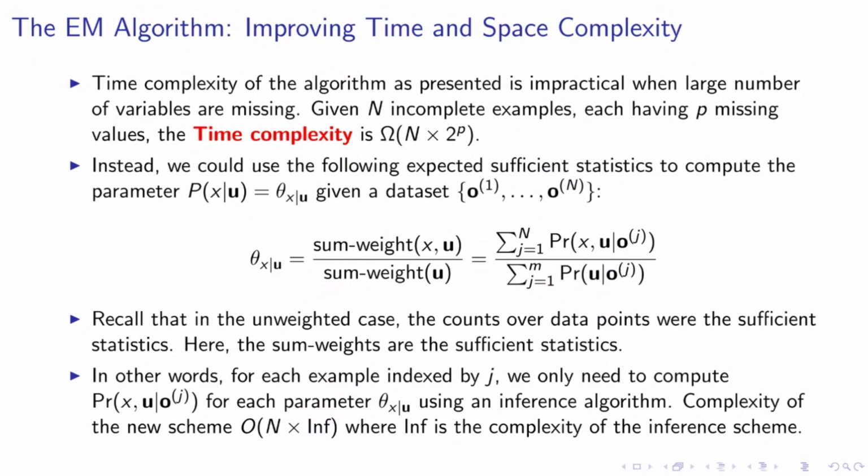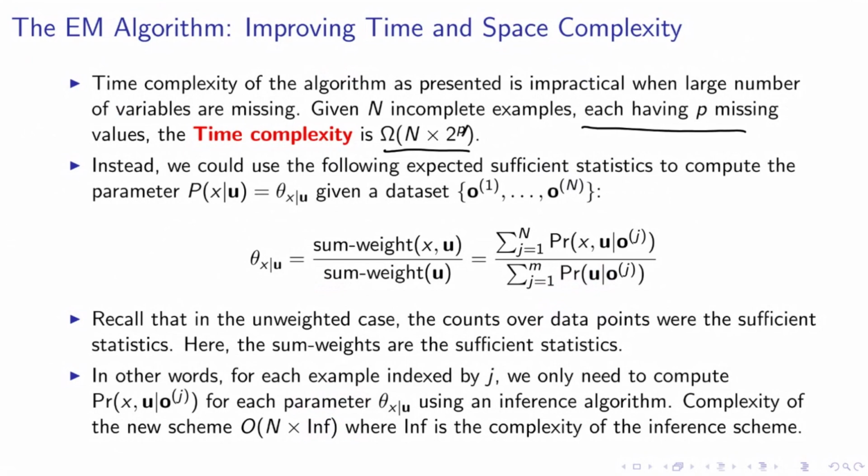Now let us come to our favorite part, where we discuss the time and space complexity of the algorithm we just presented. As we saw, given n incomplete examples, and assuming that each example has p missing values, so p variables are missing in each example, we'll have to compute the weights of at least n times 2 to the power p examples. Which means that the time complexity will be bounded by n times 2 to the power p.